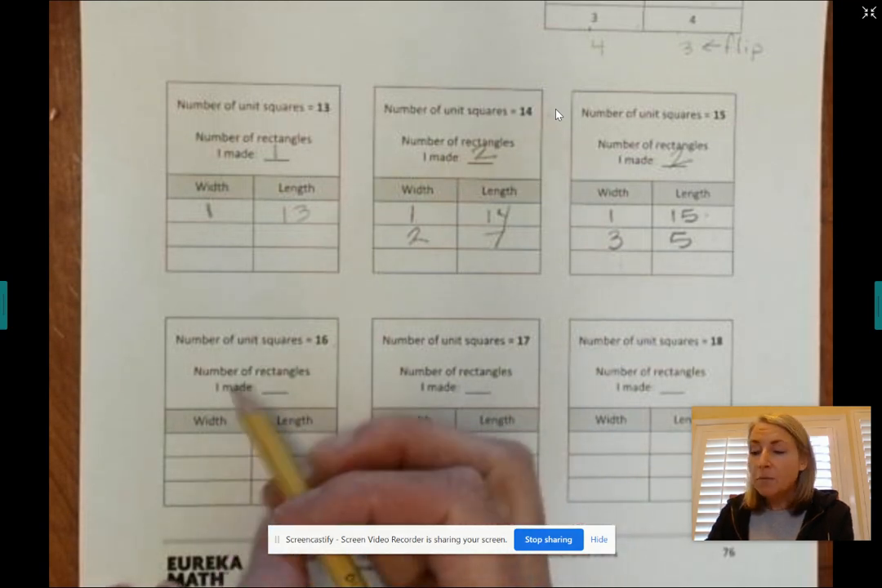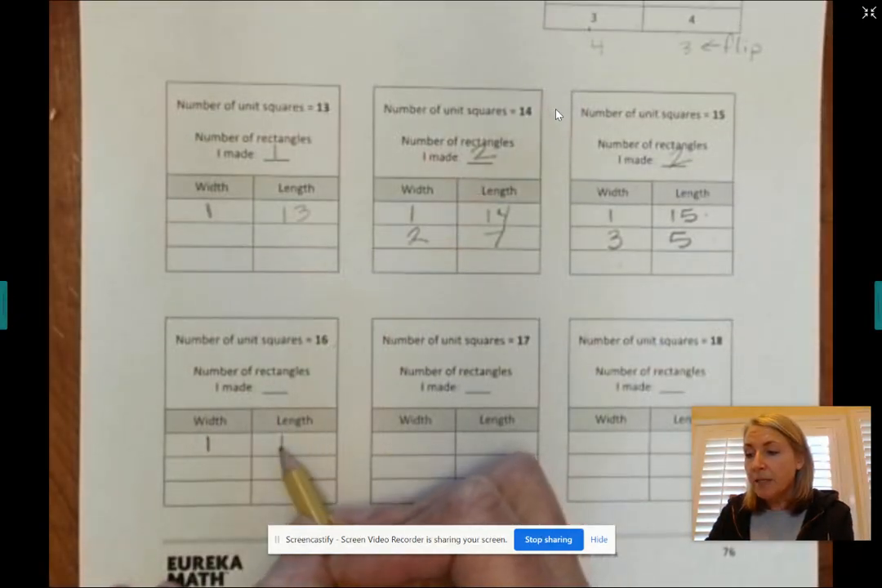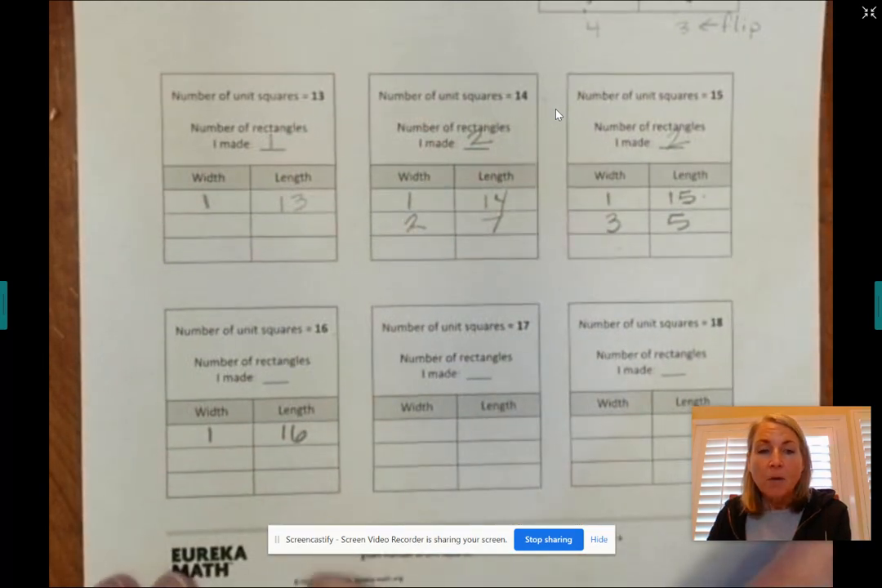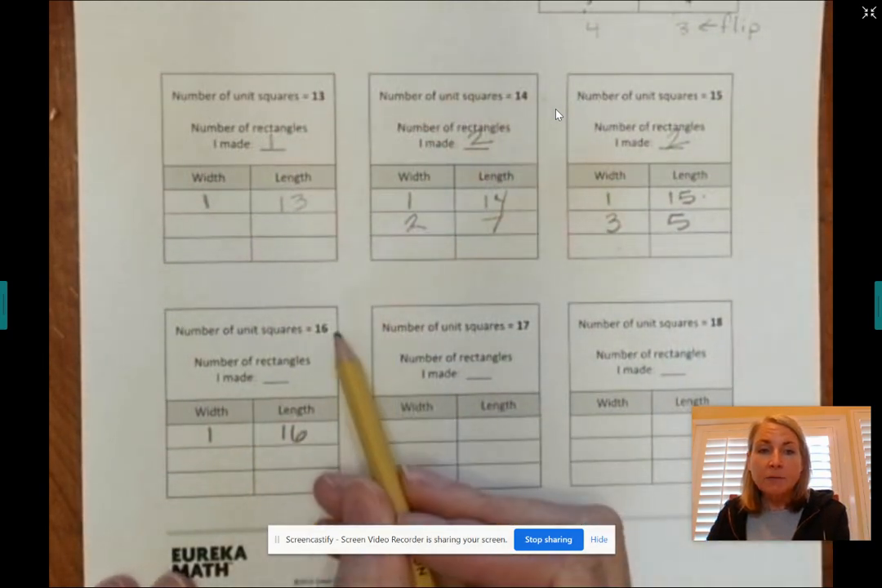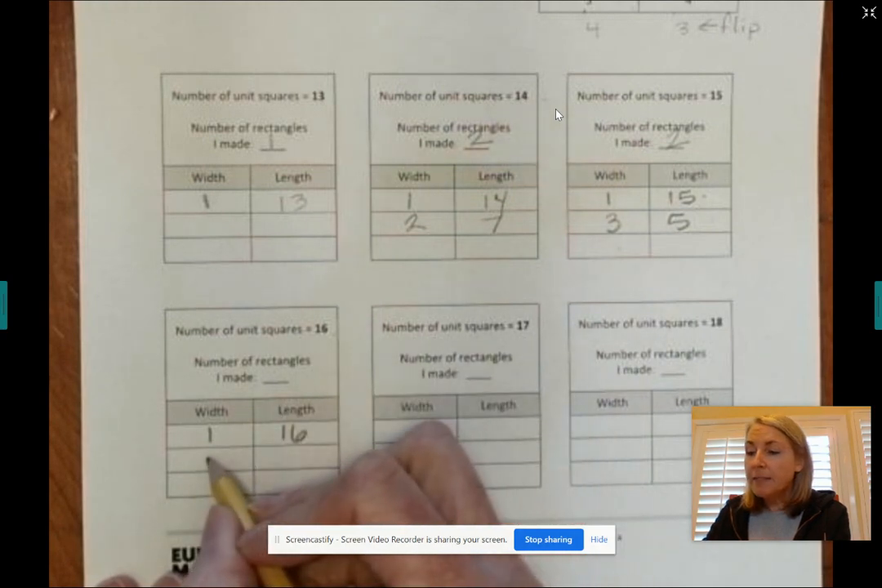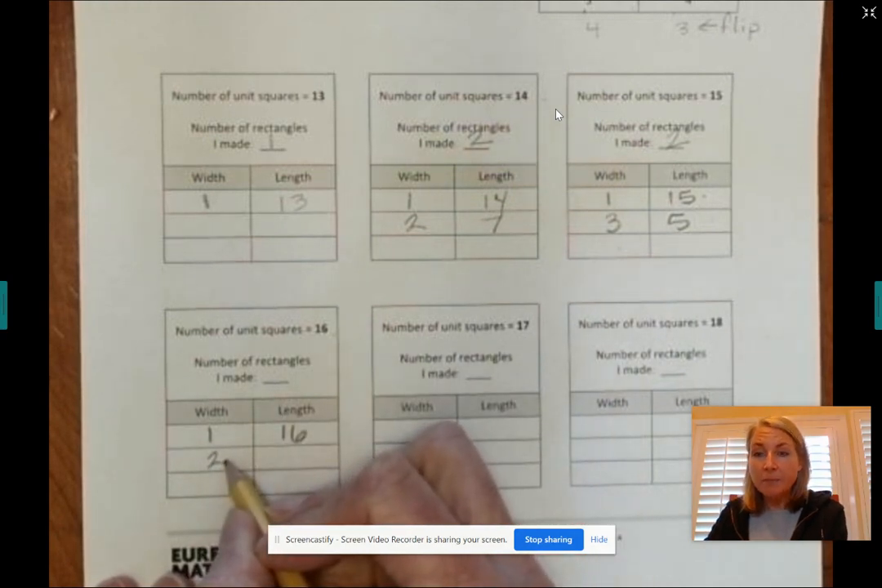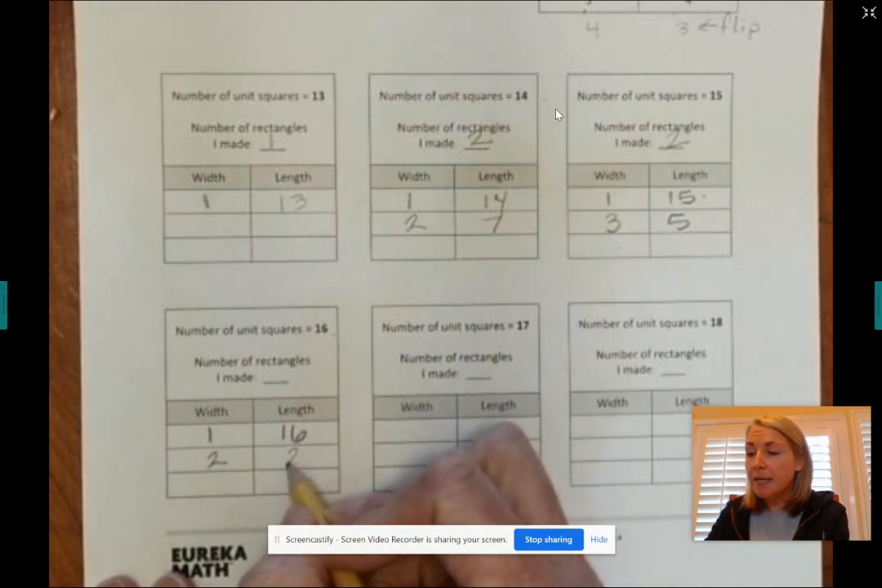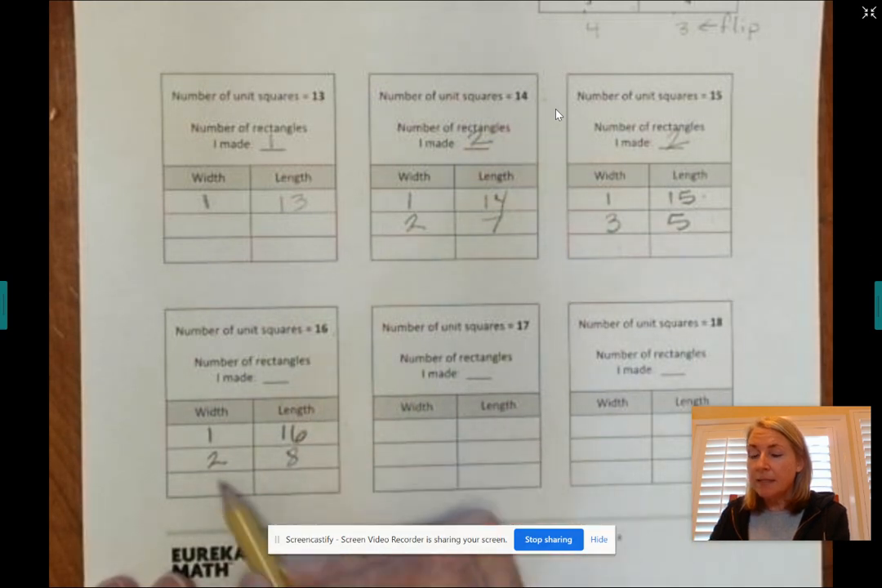So always start with the 1. Don't let that obvious one become so obvious that you forget it. 1 times 16 equals 16. I know it's an even number, so I just have to think of my 2 fact. 2 times 8 equals 16.